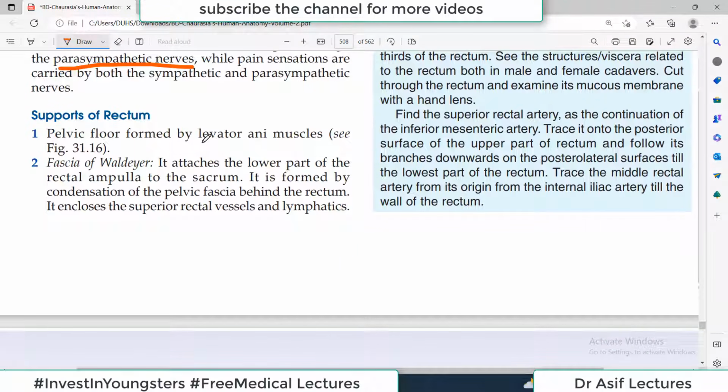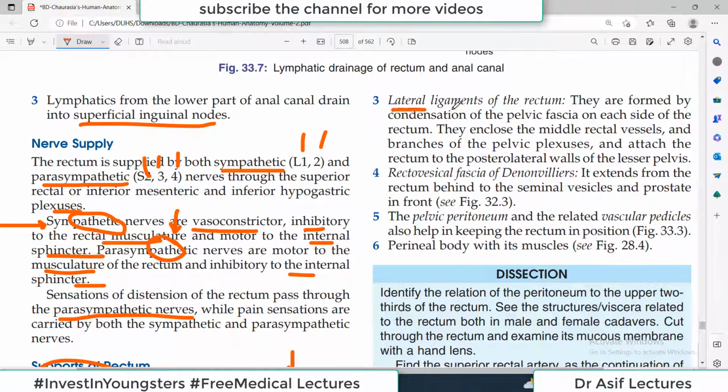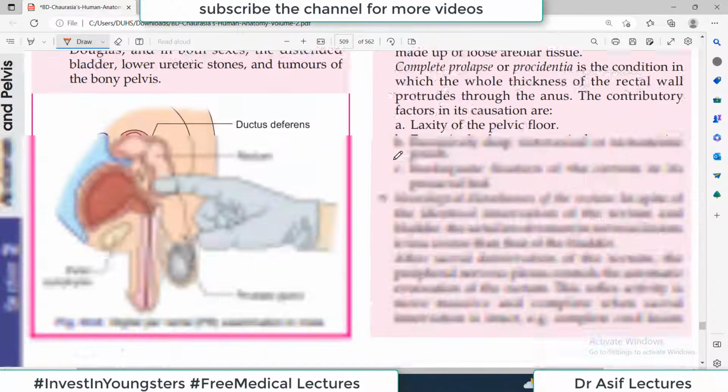Pelvic floor formed by levator ani muscles, ये हम already पढ़ चुके हैं जब हमने pelvic diaphragm discuss किया था. Fascia of Waldeyer attaches the lower part of the rectal ampulla to the sacrum. So there is the pelvic floor which is supporting the rectum, there is the fascia of Waldeyer which is supporting the rectum, and there are several ligaments, lateral ligaments of the rectum, rectovesical fascia, the pelvic peritoneum. This is all what we have done. So basically जो support of pelvic diaphragm हमने already पढ़ रखा है, those are the components supporting the rectum as well. Okay, nothing new in that.